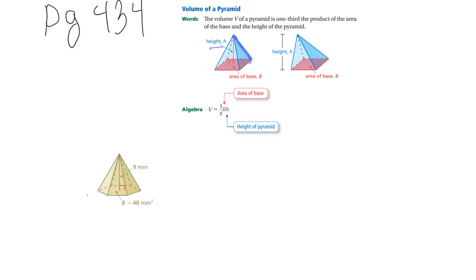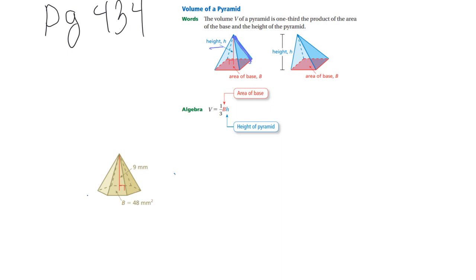Okay, let's start with this one. So sometimes they're going to give you the capital B, the area of the base. Sometimes you will need to find it. With a shape like this, you haven't learned how to find the area of a hexagon yet, so they've just given you the area of the base, but let's go ahead and do it.